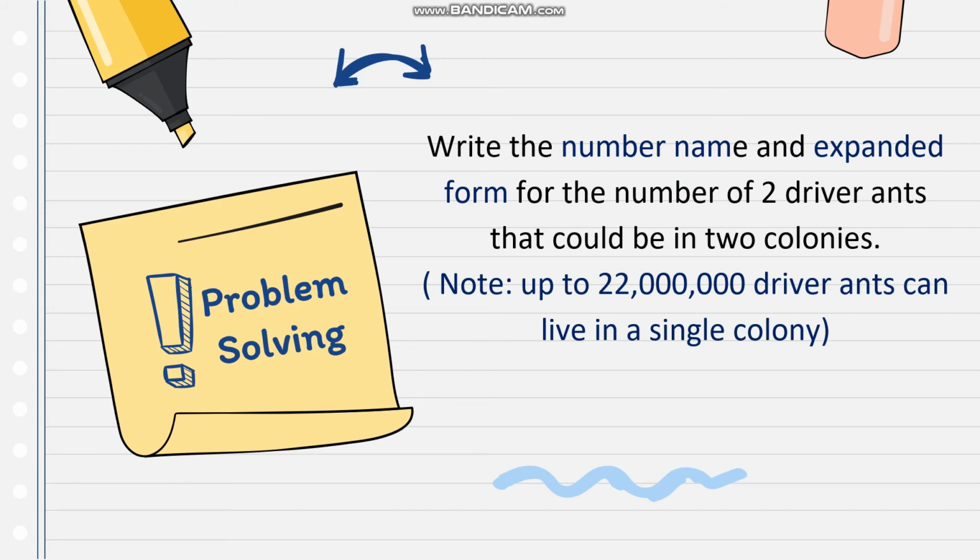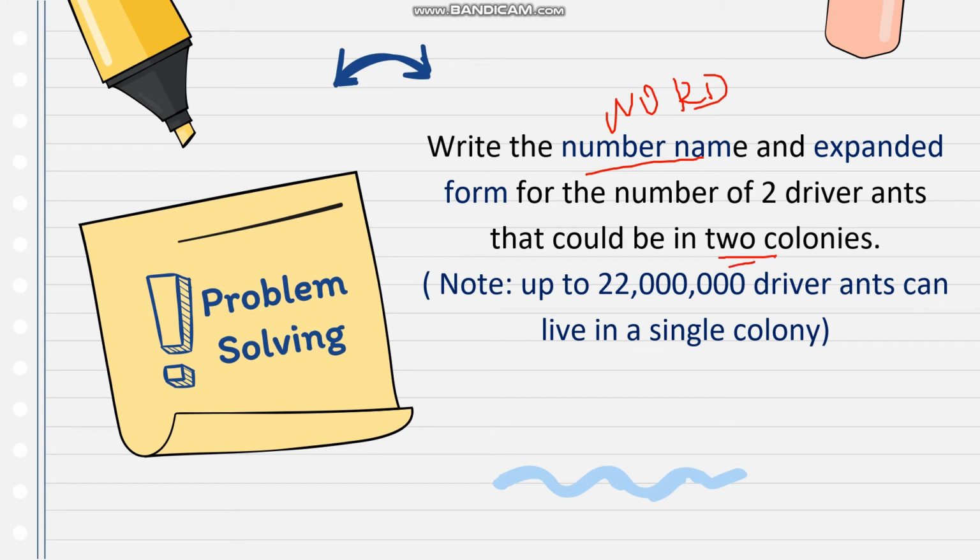Let's proceed to the problem solving. Write the number name and expanded form. Number name is what we call the word form, okay? And expanded form for the number of 2 driver ants that could be in 2 colonies.